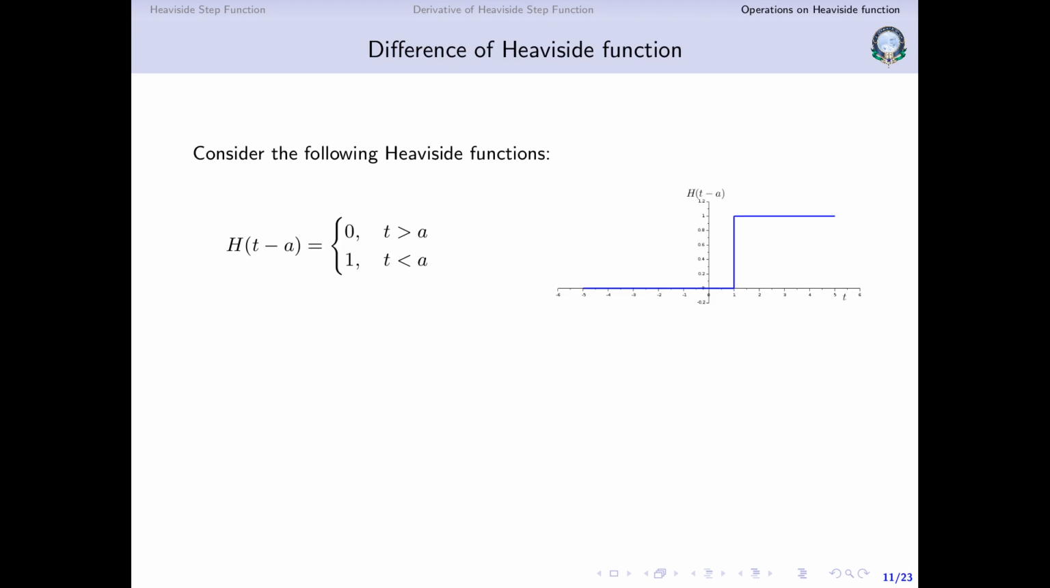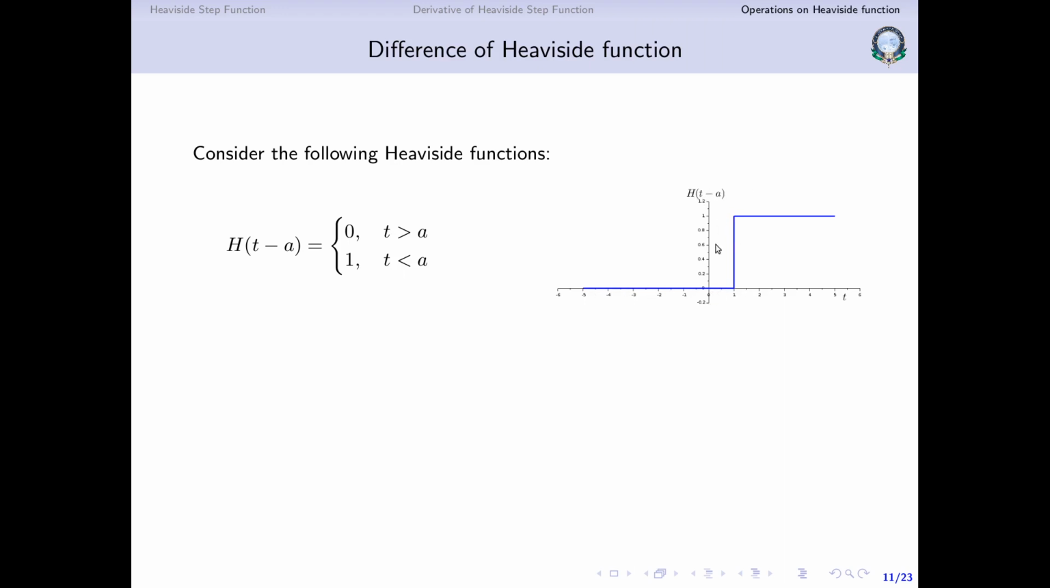Next, another interesting application of the Heaviside step function is when we take the difference of two different Heaviside step functions. Let me show you how. Consider the following Heaviside functions. Let us say I have h of t minus a, given by this, as usual. In this example this is 1 here, that means a is 1, just to give a feel for this. So we have this to be the distribution.